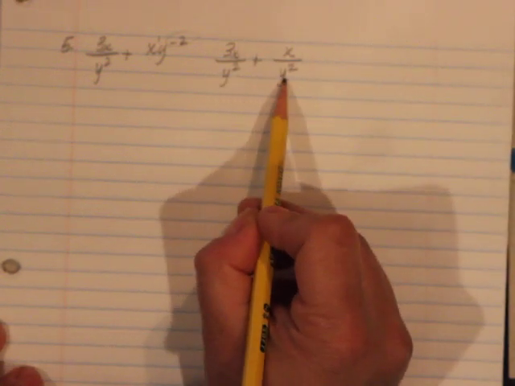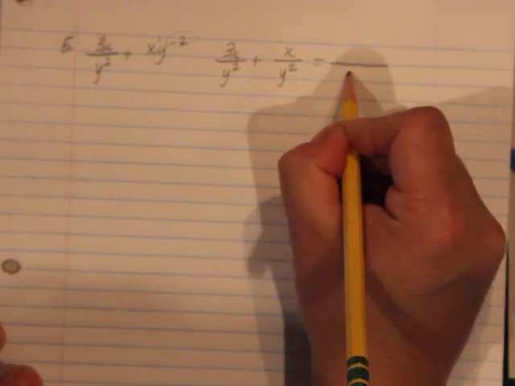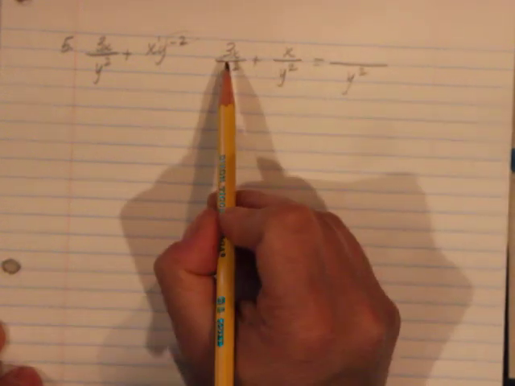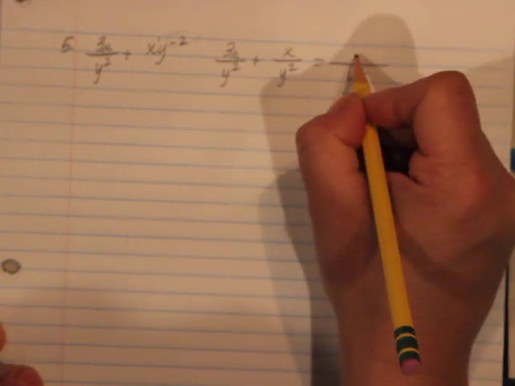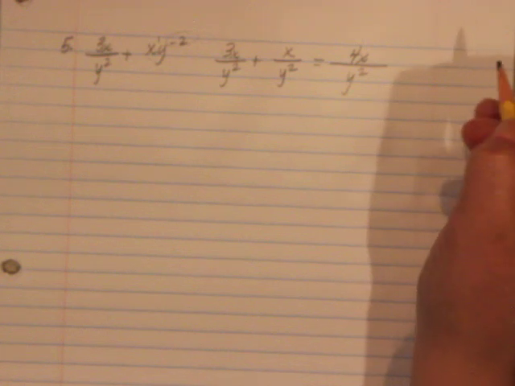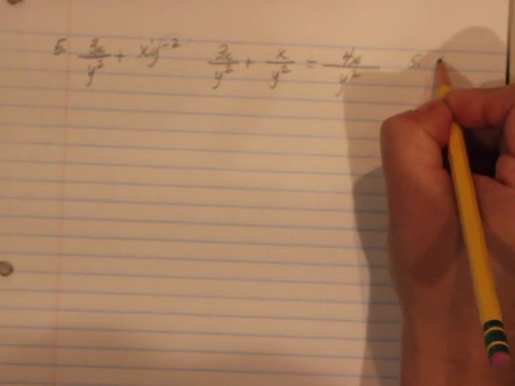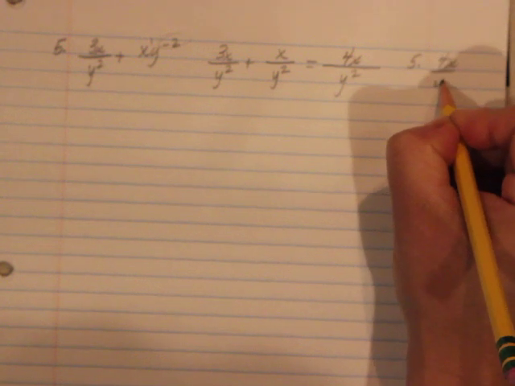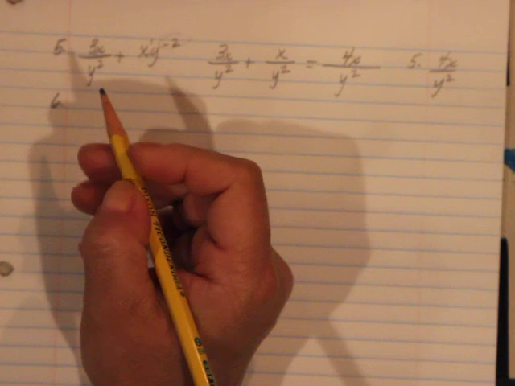Check that out. I've got common denominators now, which means I can add these. Denominator comes straight across, and now I can add right across those numerators. 3x plus x is 4x. And that's my answer. That's as simple as I can make that one. So 4x over y squared is my answer. Great. All right, number 6.